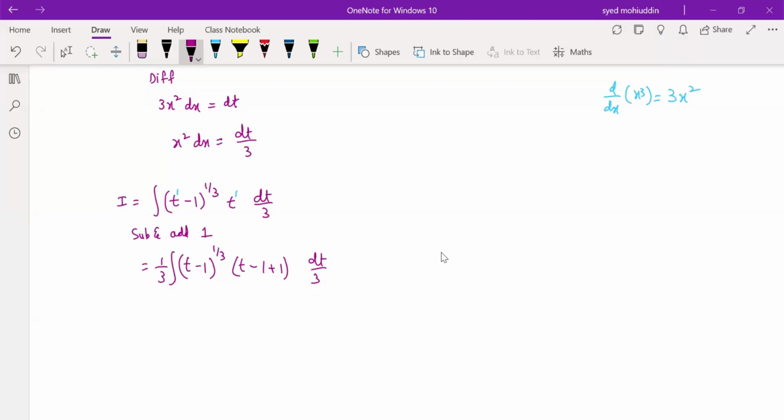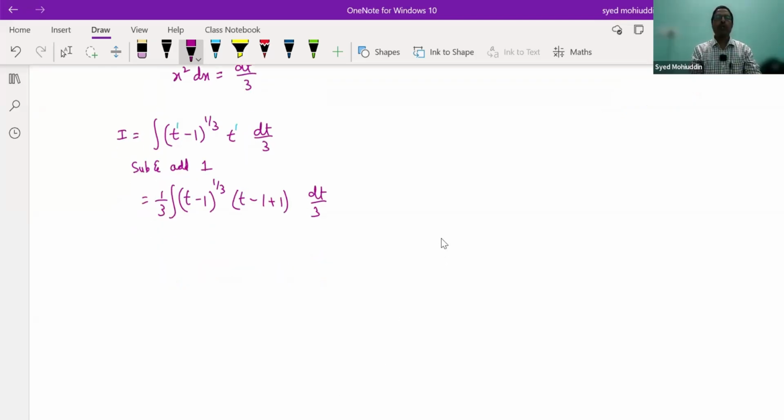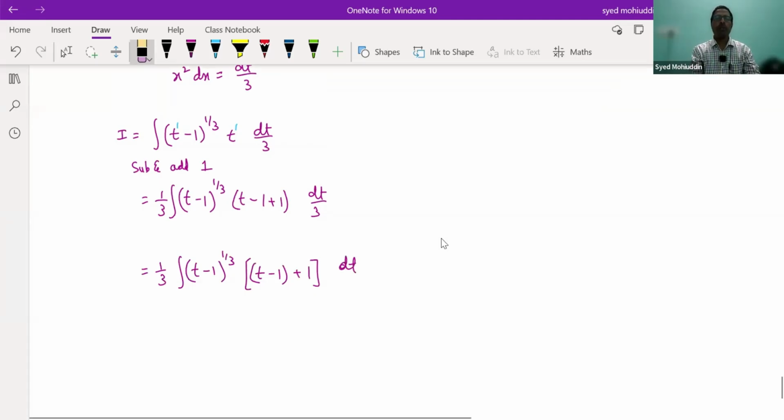Okay, now I'll try to group t minus 1. So if you group this, it is 1 by 3, t minus 1 whole power of 1 by 3 times the grouped value: t minus 1 grouped, plus this 1 separated into dt. I have already taken this 1 by 3 common outside, so there is no need to write it again.